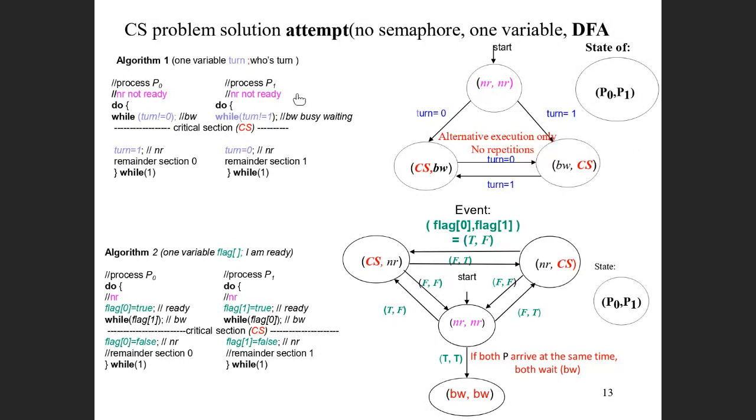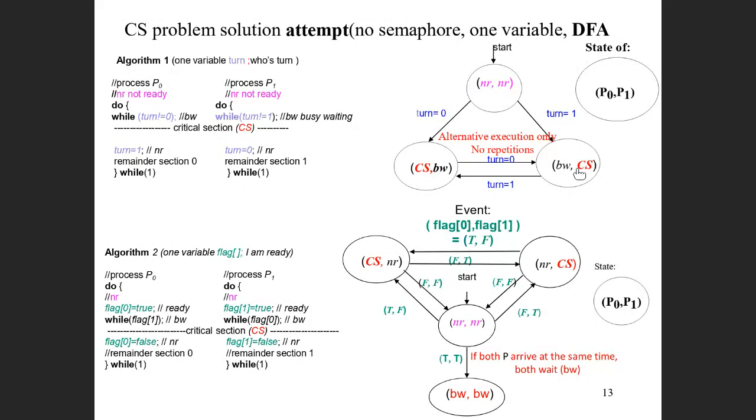So again, if both processes are not ready, but the turn variable is 1, P1 can be executed. P0 is busy waiting, of course. So turn 1 is leading to the new state in which P1 is in the critical section and P0 is busy waiting.